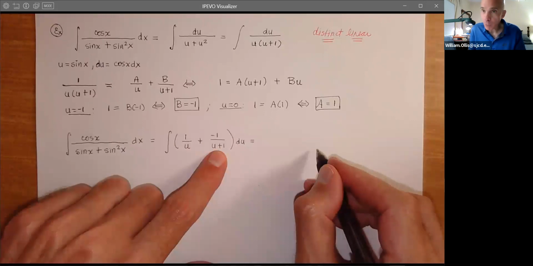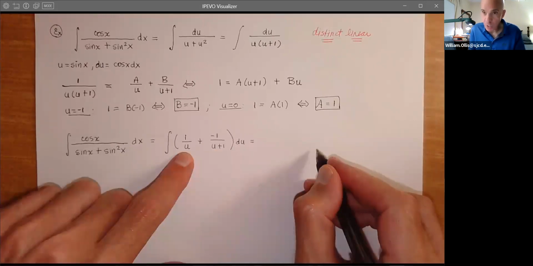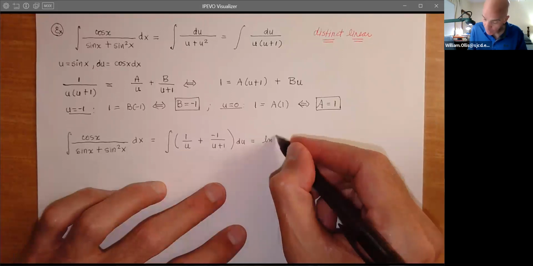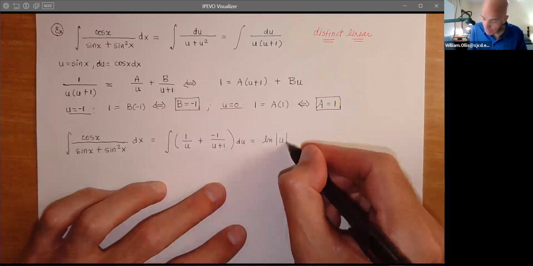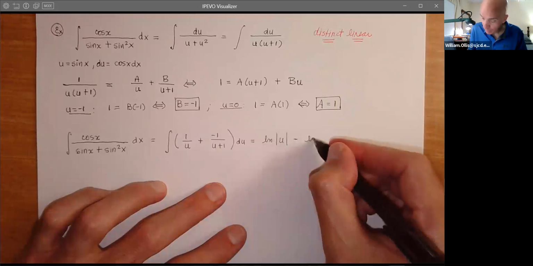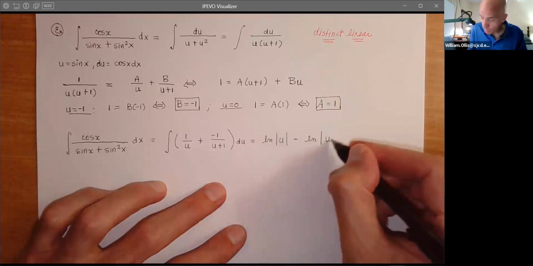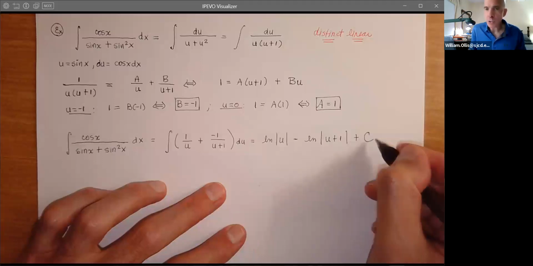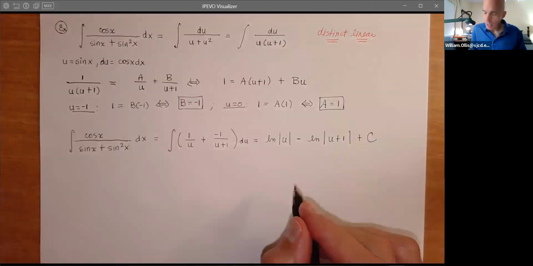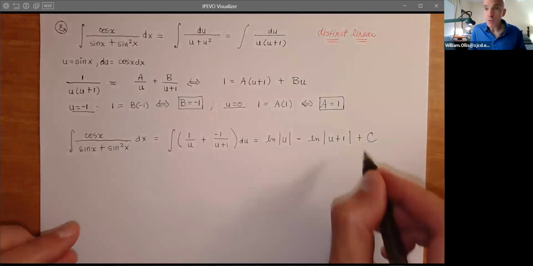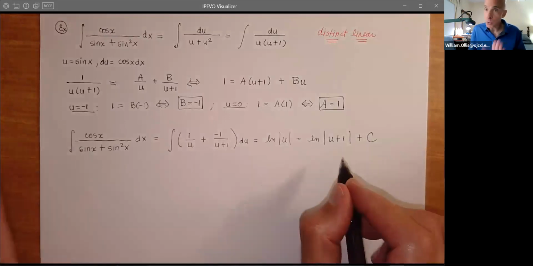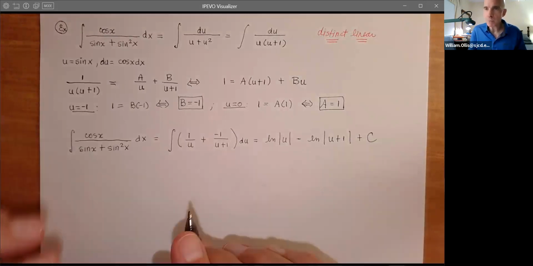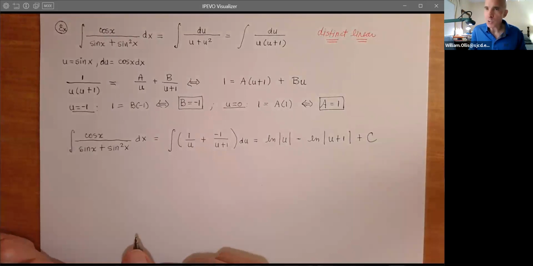So they're both table ready, right? We have the u and the u plus 1. So we get natural log of the absolute value of u minus natural log absolute value of u plus 1. But the key here is always utilizing what you know. Use what you know to move the problem forward. Don't make it up. There's no need to make up anything. You will never need to make up something. I will give you problems that you can solve.